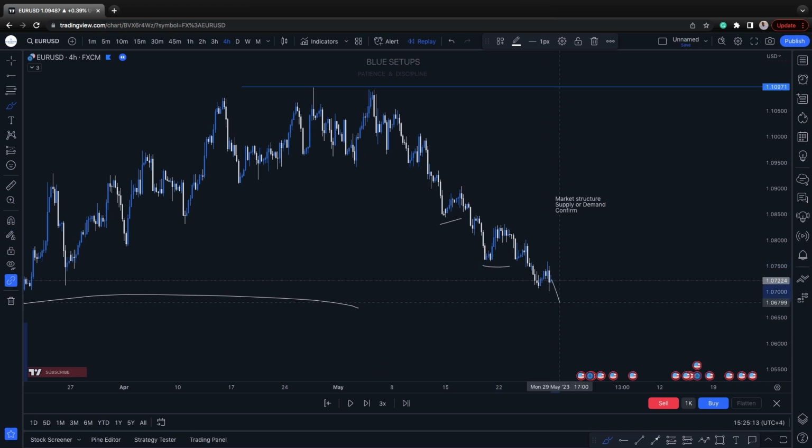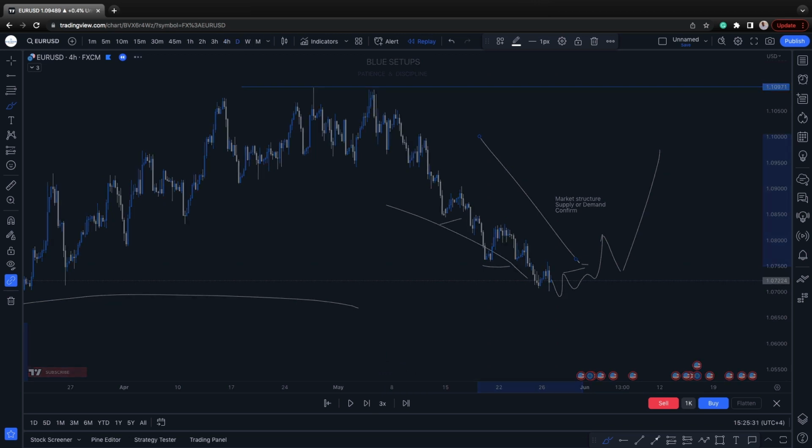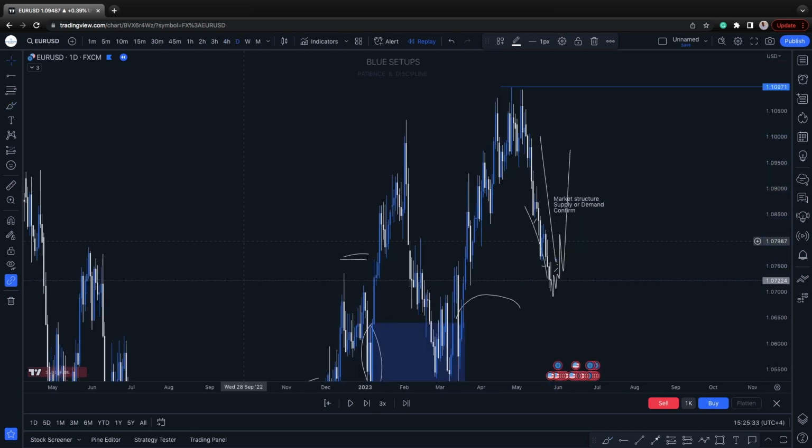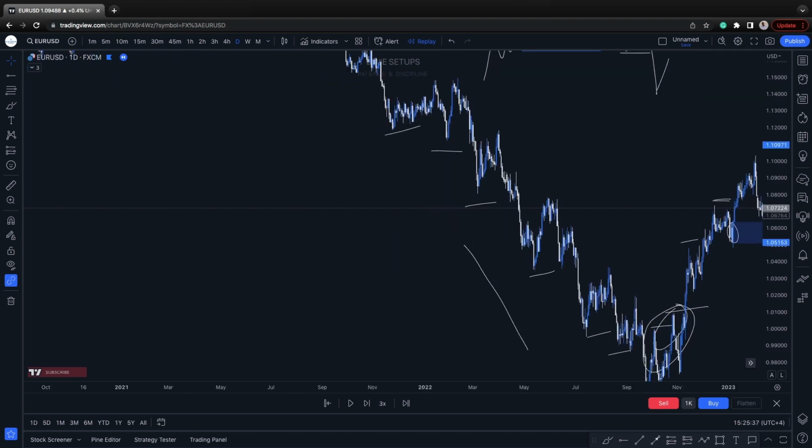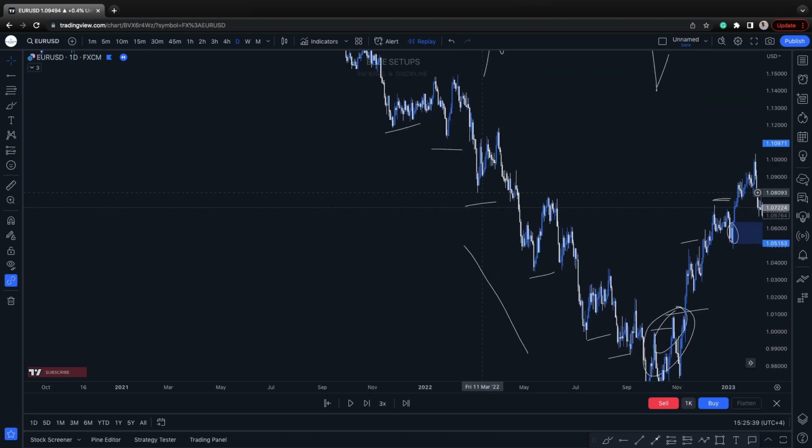So again, we want to see that displacement happening to the upper side before we can take trades to the higher side, right? So it is a replication of what is happening on the daily. You can replicate this whole move to be considered as what happened on the daily. This is what is happening on the daily right here. Remember, I am bullish on Euro USD. This is what is happening on the 4-hour. We had these bearish movements, okay?